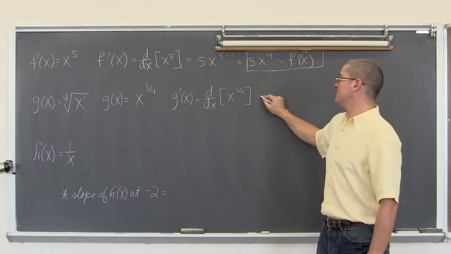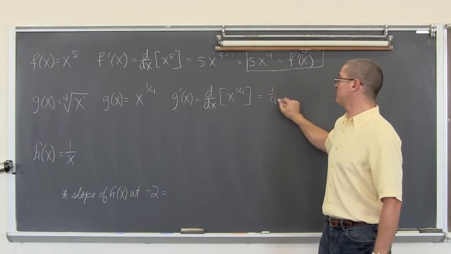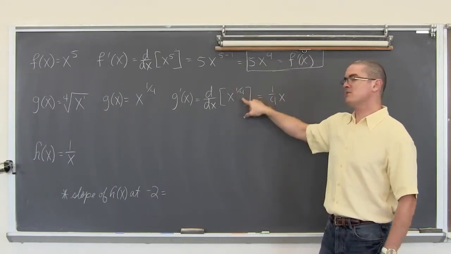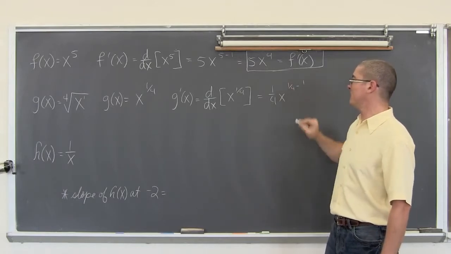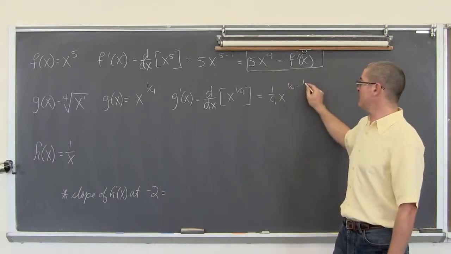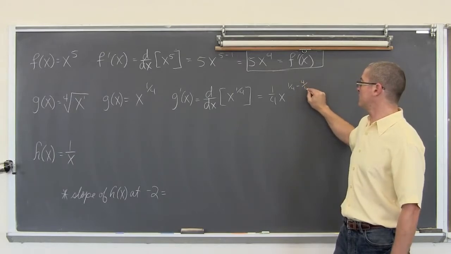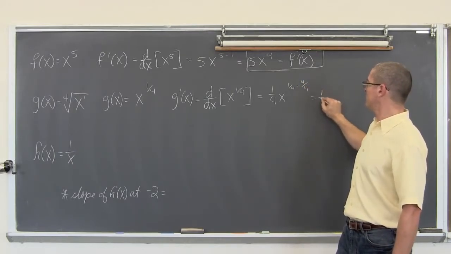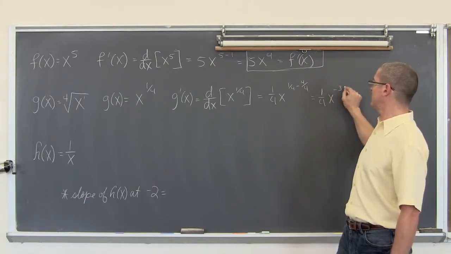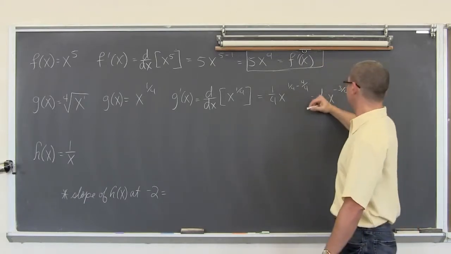And that is 1/4 x, and then we're going to have to subtract. So we have 1/4 minus 1, which we need a common denominator, so we're going to make that 1 equal to 4/4 and get 1/4 x to the negative 3/4 power.